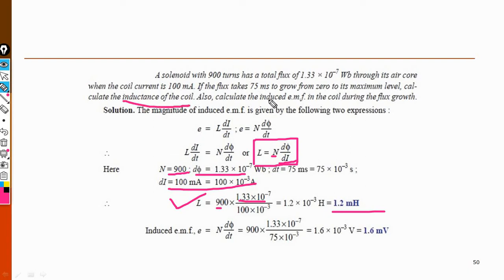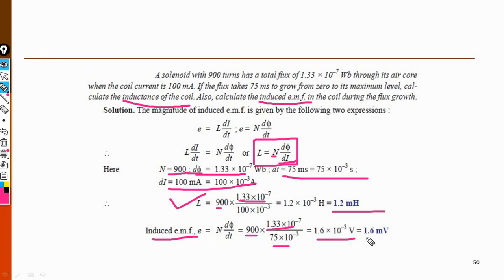Then we have to calculate the induced EMF. It is according to Faraday's law of electromagnetic induction. Then induced EMF is equal to N d phi by dt. N means 900 turns. Then d phi is 1.33 into 10 raised to minus 7. Then dt is 75 into 10 raised to minus 3 second. Okay. Then the induced EMF E is equal to 1.6 into 10 raised to minus 3 volt.